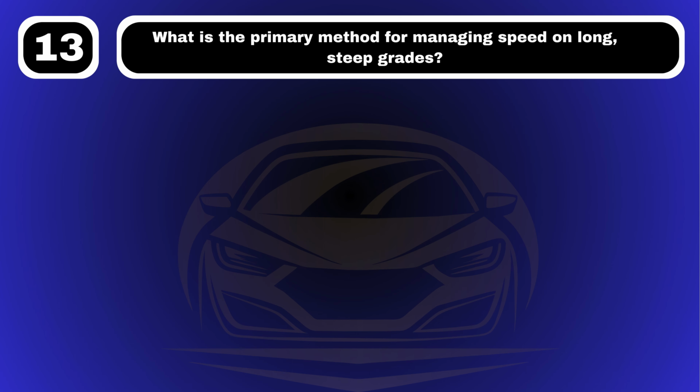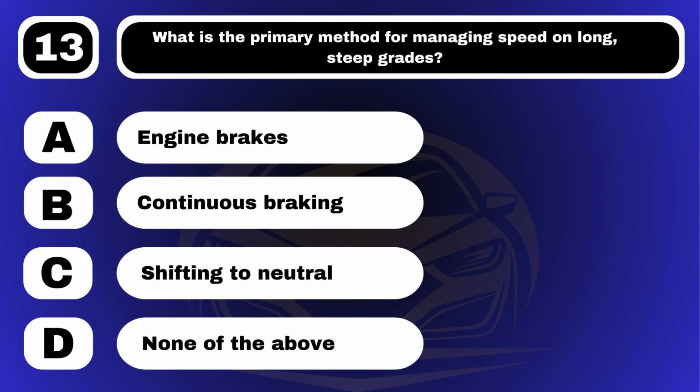Question 13. What is the primary method for managing speed on long, steep grades? A. Engine brakes. B. Continuous braking. C. Shifting to neutral. D. None of the above.